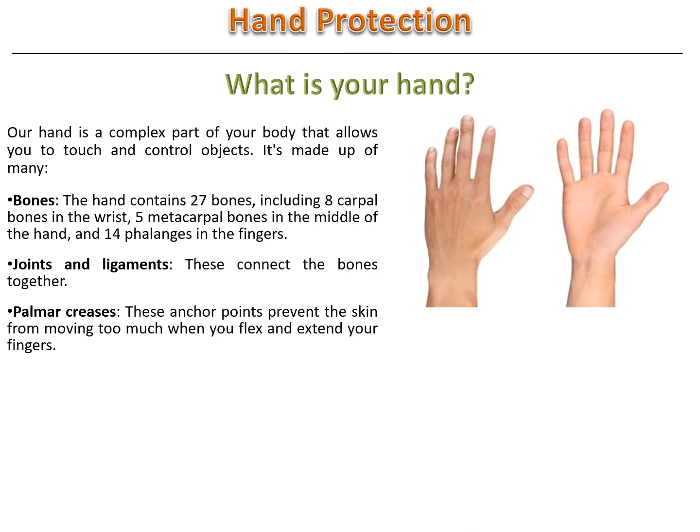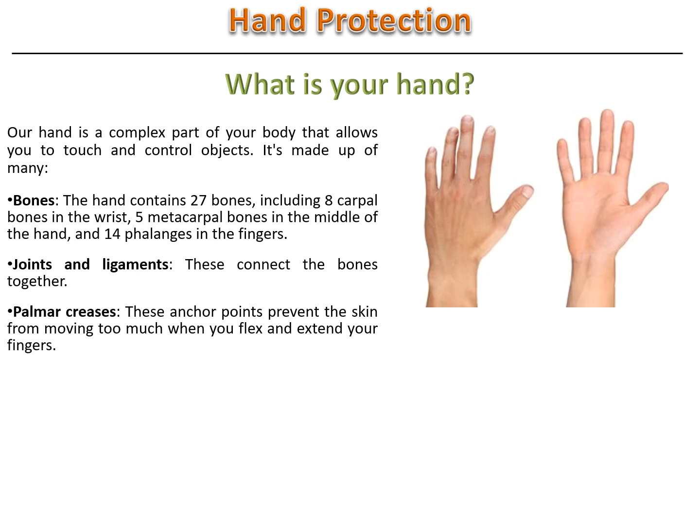What is your hand? Your hand is a complex part of your body that allows you to touch and control objects. It's made up of many bones. The hand contains 27 bones, including 8 carpal bones in the wrist, 5 metacarpal bones in the middle of the hand, and 14 phalanges in the fingers.